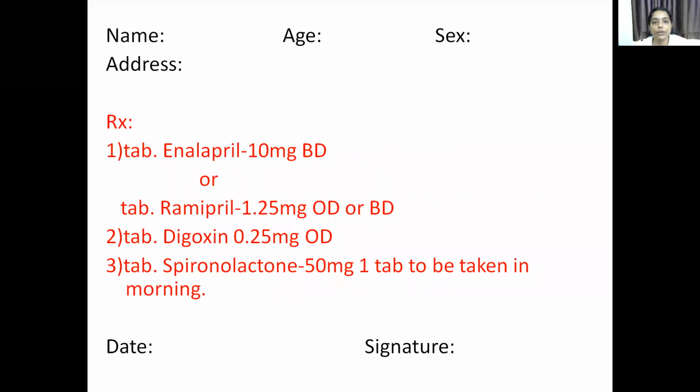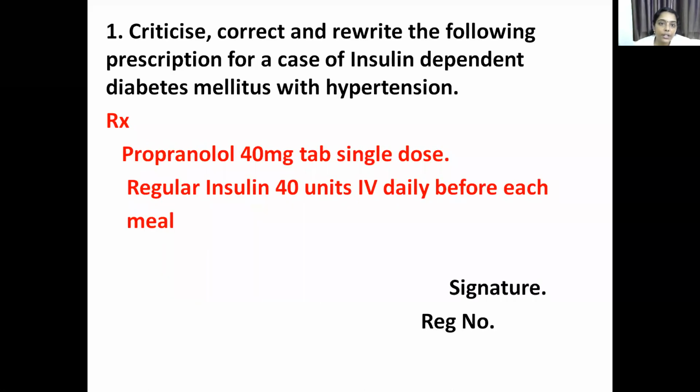Okay, so this is about the prescription. Then coming to the CCR: criticize, correct and rewrite the following prescription for a case of insulin dependent diabetes mellitus with hypertension. Okay, so here what treatment is given? Propranolol 40 mg tablet single dose and regular insulin 40 units IV daily before each meal.